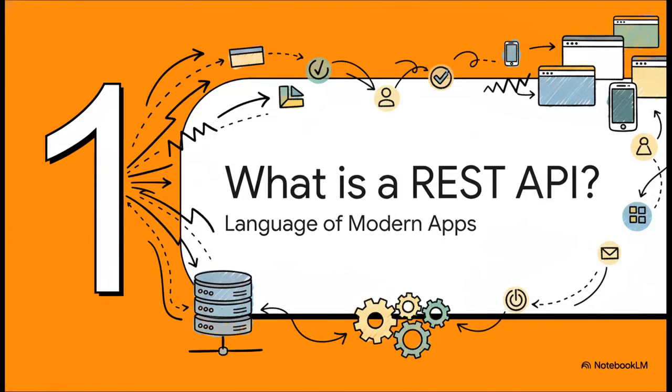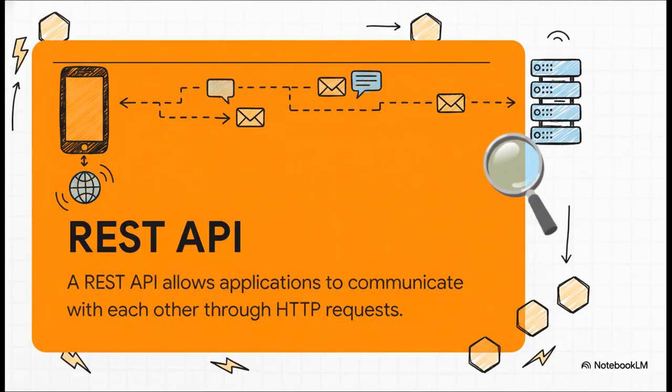All right, let's start at the beginning. What in the world is a REST API? You hear this term thrown around all the time in tech, and for good reason. It's kind of like the invisible engine that powers pretty much the entire modern web. So, in simple terms, a REST API is just a standardized way for different apps to talk to each other.